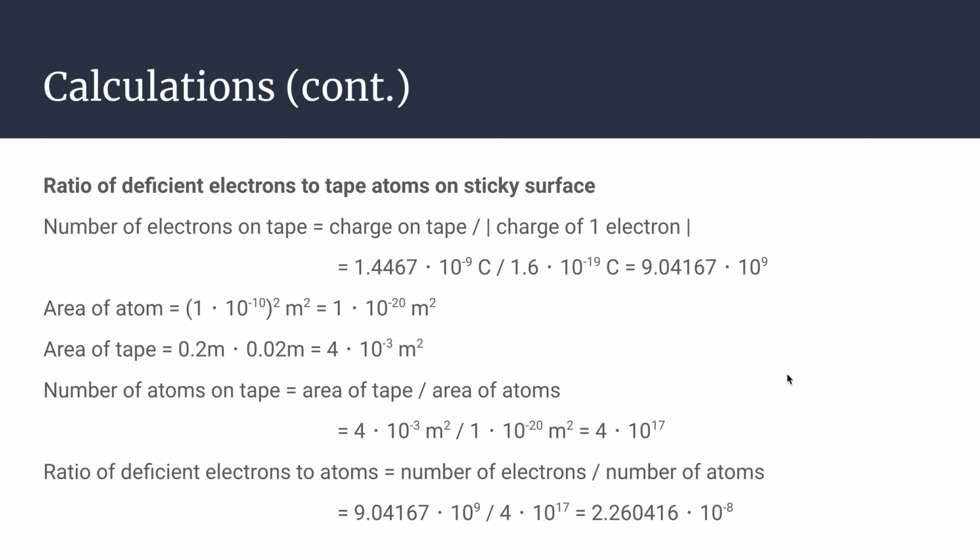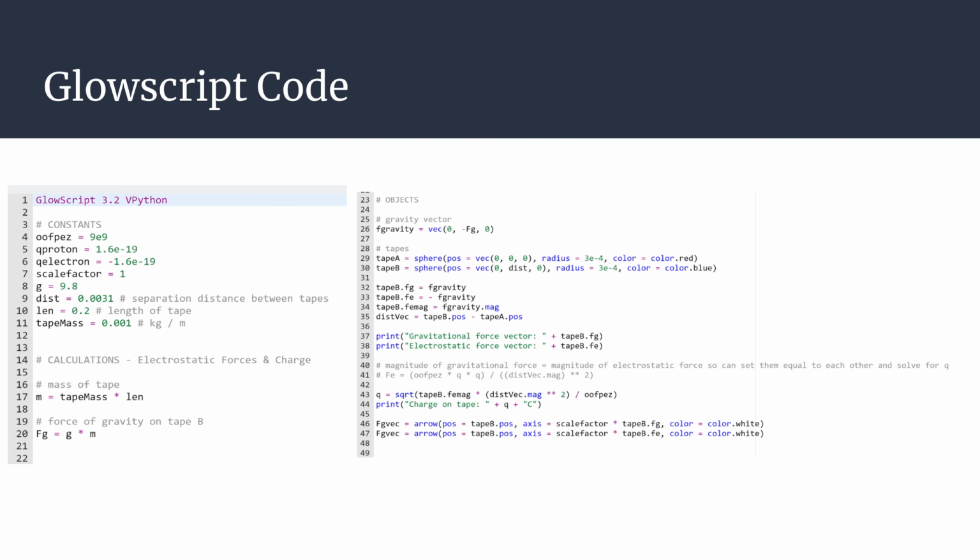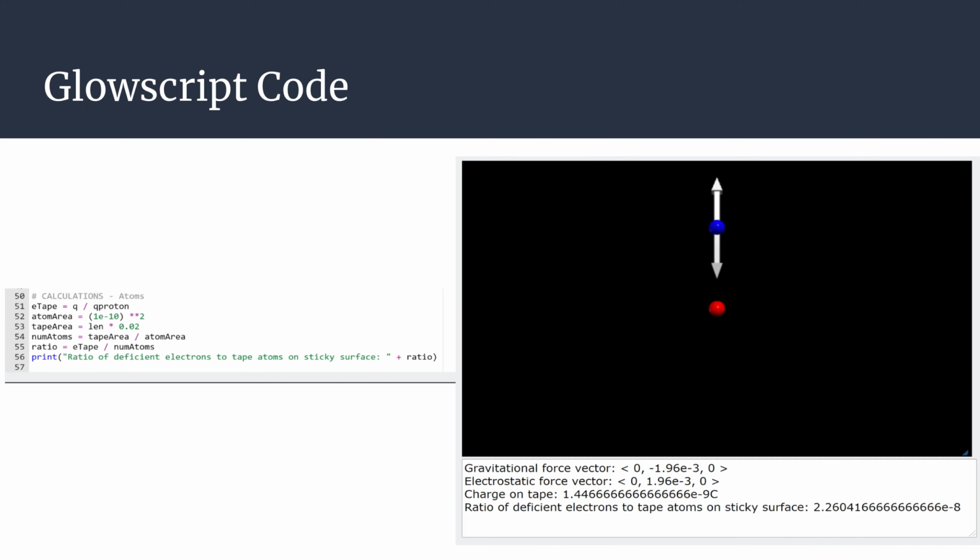We can also calculate the ratio of atoms to electrons on the sticky side of tape B, shown on the screen. I performed these calculations in GlowScript, and the code is pictured here. I represented the tapes as point charges or spheres in the window, as they would be in the Coulomb's law simplification. So as you can see here, the vectors in the y direction cancel out on tape B. This is tape A. The values are reported here.